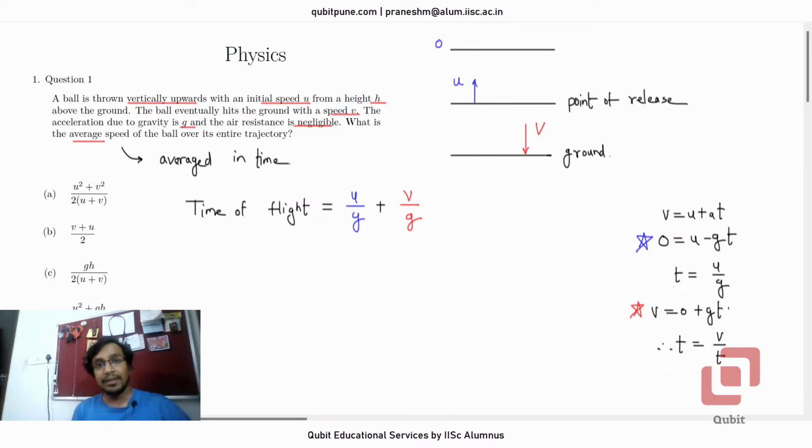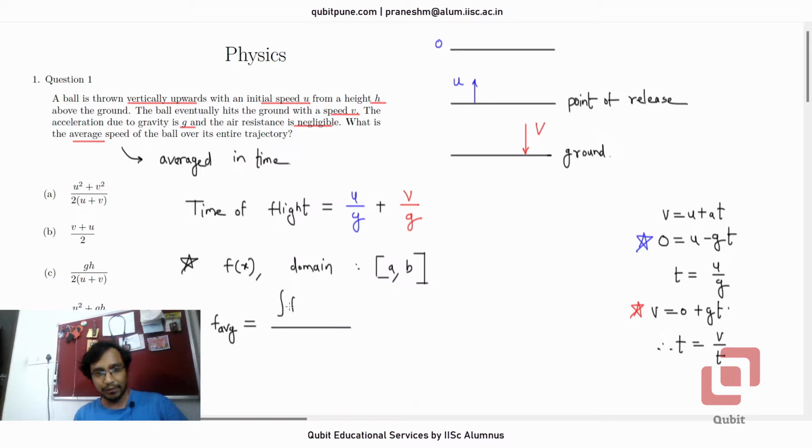Now here is the main thing. This is a result that you must know to solve this problem, from definite integration. Suppose there is a function f of x which is defined on some closed interval [a, b]. Then the average value of the function over the domain is given by, in the numerator, the definite integral of the function from a to b, and in the denominator the length of the interval, that is b minus a. Using this formula we have to find the average speed, because speed is a function of time.